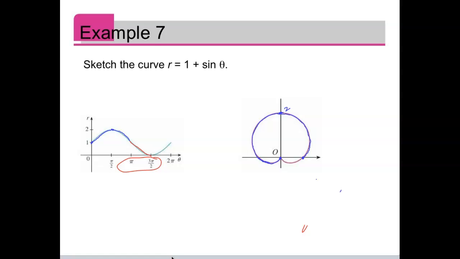And then that last piece comes from rotating in the fourth quadrant, 3 pi over 2 to 2 pi. My radius should increase from 0 to 1. So from 0 back to 1, meeting us back at our starting point. And that's a shape called a cardioid.